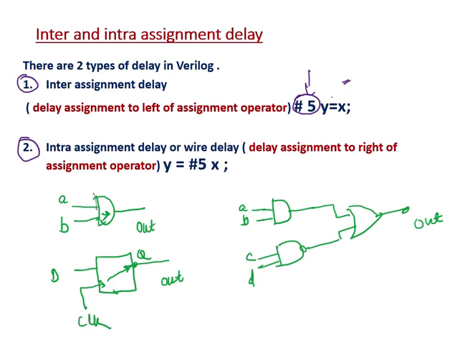and the intra-assignment delay is the delay assigned to the right of the assignment operator. So this is my assignment operator, and to the right I have this hash. I have given this delay token, the delay, this hash. So this is intra-assignment delay.